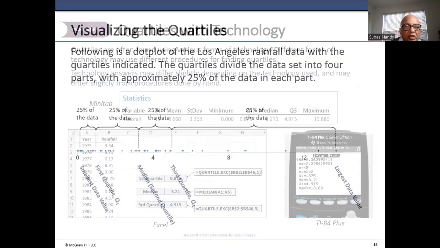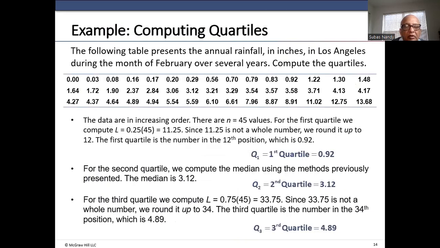So basically we'll enter the data in L1. Okay, then stat, highlight calc, and then number one, one-variable stats, and hit enter. Second line should be empty, then calculate. We'll get the mean, and if you scroll down, first you will get the minimum, then you will get Q1.